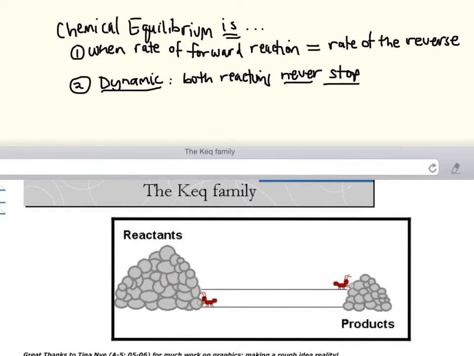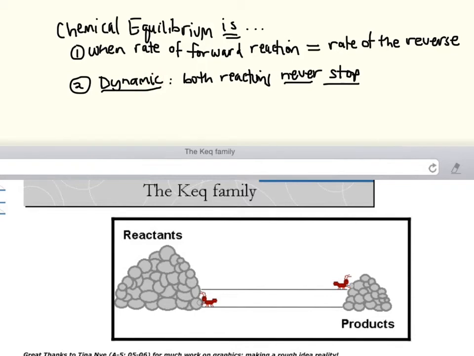And you don't get a gain on either side. This is chemical equilibrium. So you've got a balance. You don't get a gain of reactants or a loss of reactants. You don't get a gain of products or a loss of products. The other thing that chemical equilibrium is, it's dynamic.